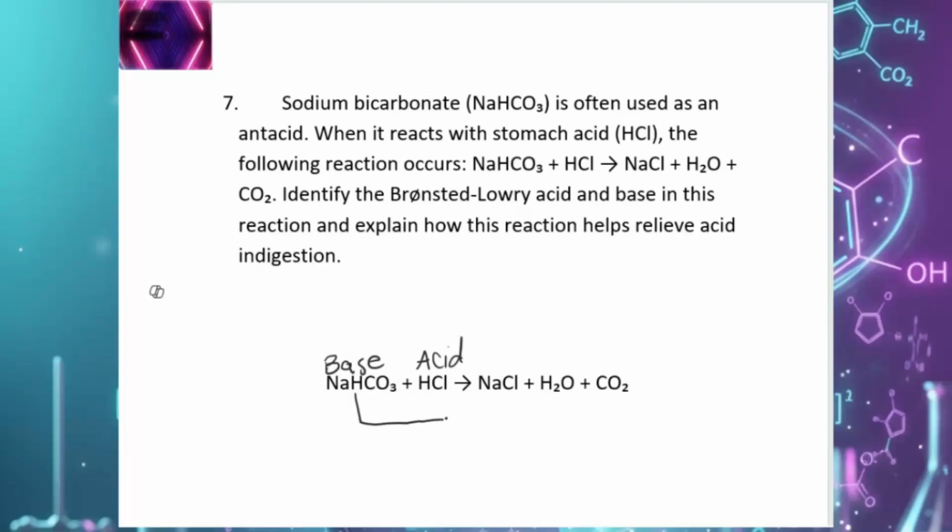So now I'm going to pause right here. I'm going to see if you all can tell me the answer to this before I continue on. Identify the Brønsted-Lowry acid and base in this reaction. In this case, your Brønsted-Lowry acid is the HCl and your base is the HCO3 minus. Now, when that bicarbonate accepts a proton from HCl, it forms carbonic acid, which immediately decomposes into water and carbon dioxide.